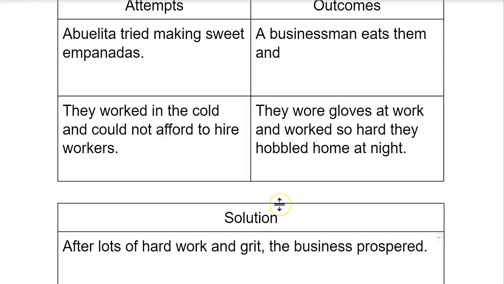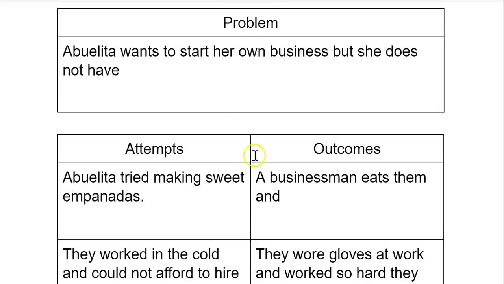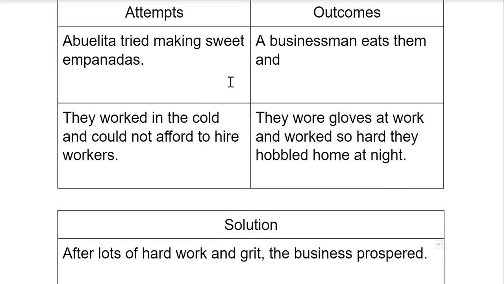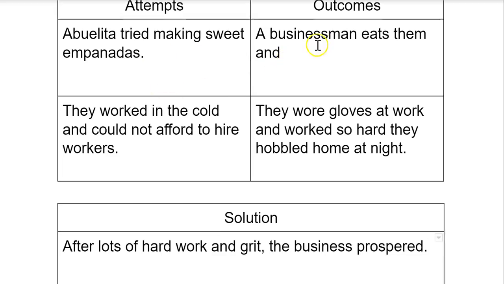All right, so you just have a few things that you need to fill in to complete this. You have to finish completing what problem she had. She wants to start her own business, but she didn't have enough of something to start it. And then this first attempt, the businessman eats the empanadas, and then what does he do? And again, that can be found in the last paragraph on page 274.